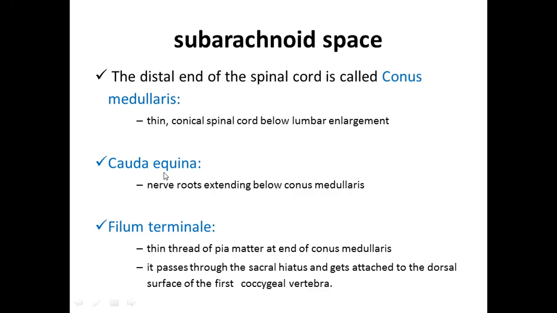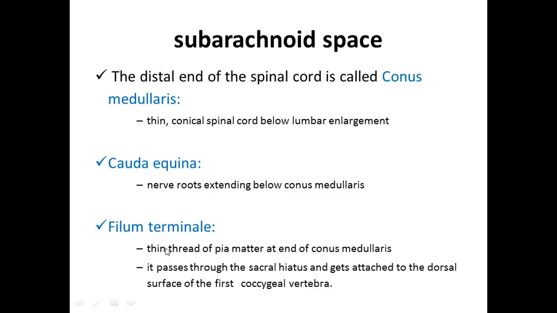What is cauda equina? Cauda equina is one of the contents of the subarachnoid space, and it means the nerve roots extending below the conus medullaris to leave the subarachnoid space at their corresponding intervertebral foramen, which is the site of exit of the spinal nerves. These are called cauda equina.